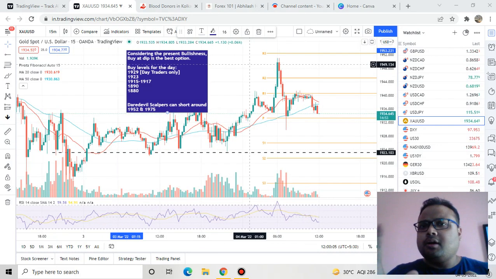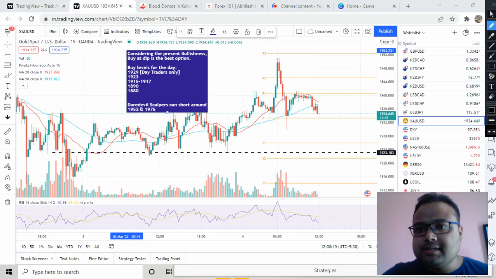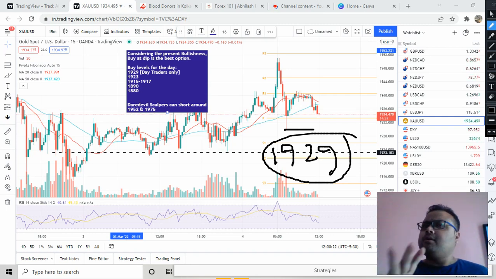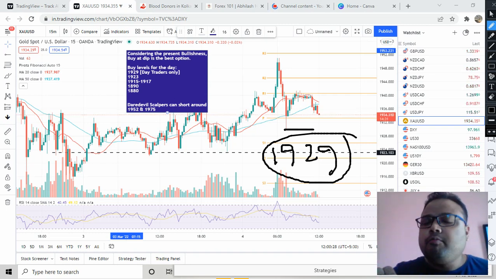So for the chart of gold, I have a few levels. First important level is 1929. 1929 is an important support for the day traders only. Keep in mind, this is not a very strong support. Okay, normal support for day traders. If the market comes down to a level of 1929, observe the market and see. If price bounces from 1929, well and good, take a buy.